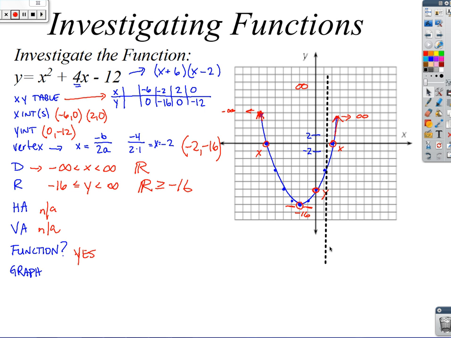I'm not sure why it's not letting me drag the whole line, just pieces of it. But you get the idea. And then I graphed it. So that would be your most complete investigation there for this particular parabola.